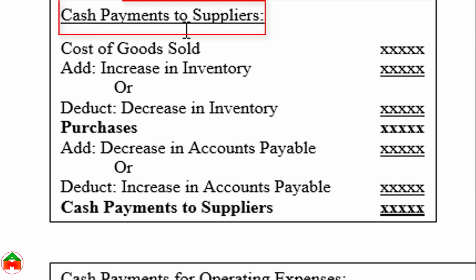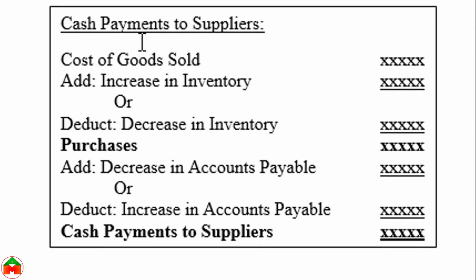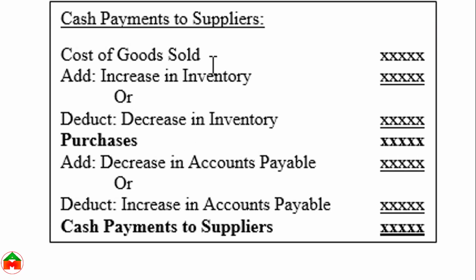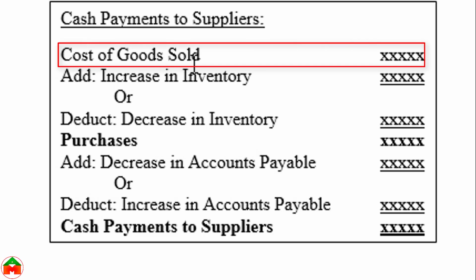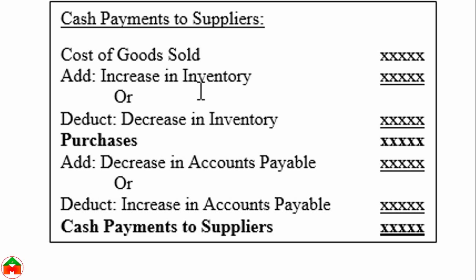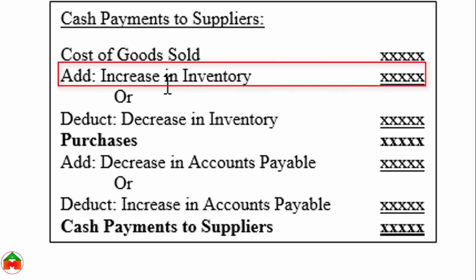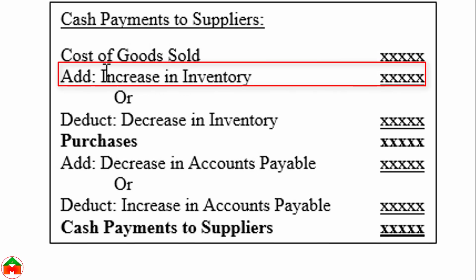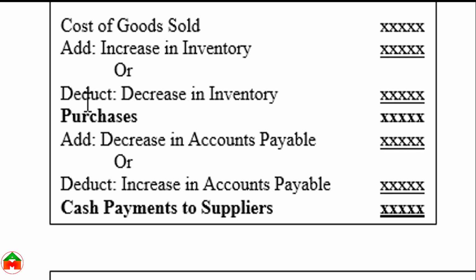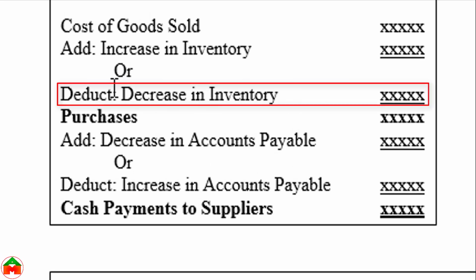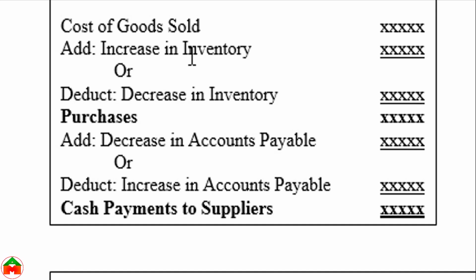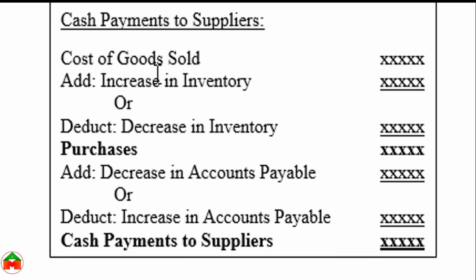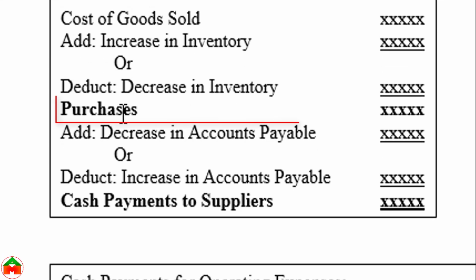Here we can see cash payments to suppliers. To calculate the cash payment to suppliers, we need the cost of goods sold. This cost of goods sold can be found in the income statement. With this cost of goods sold, we need to adjust inventory. If there is an increase in inventory, we will add it to the cost of goods sold, or if there is a decrease in inventory, we will deduct it from the cost of goods sold. So after adjusting inventory with the cost of goods sold, we will get the amount of purchases.